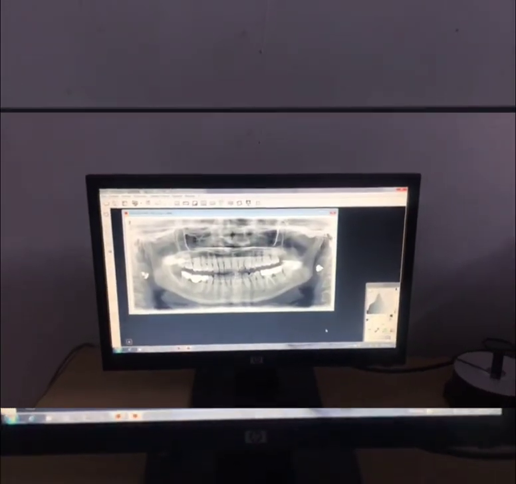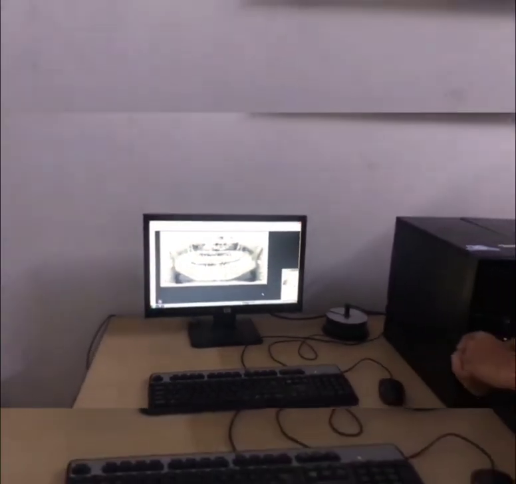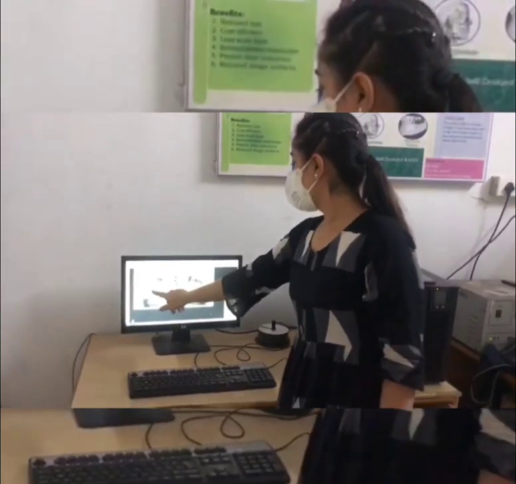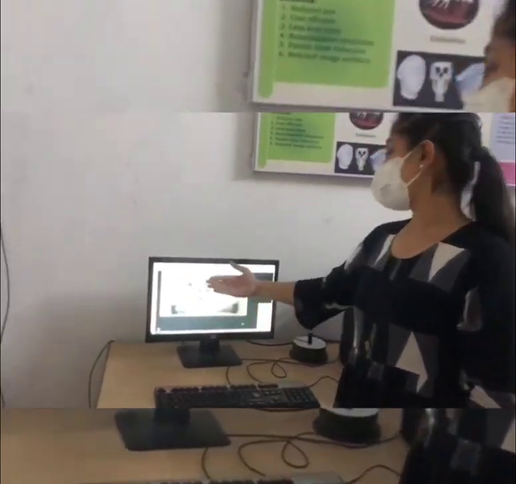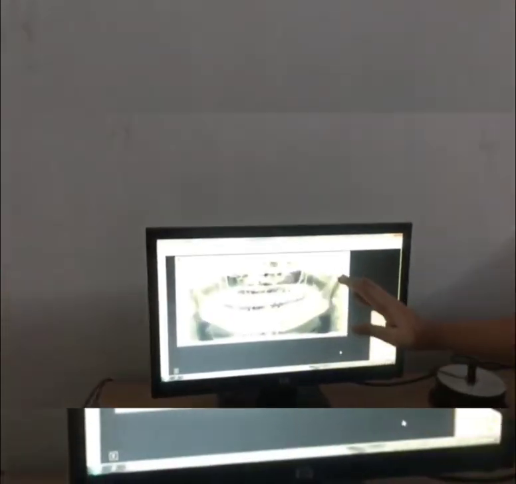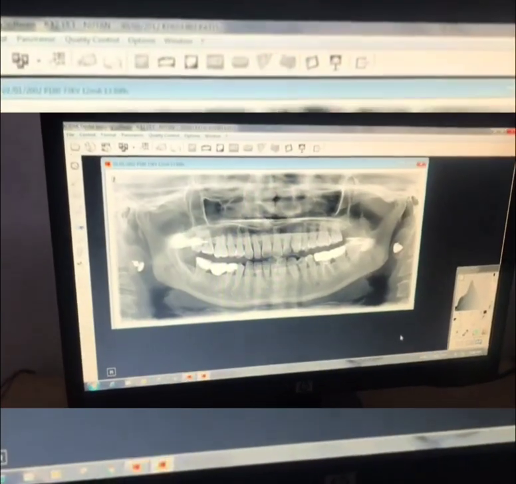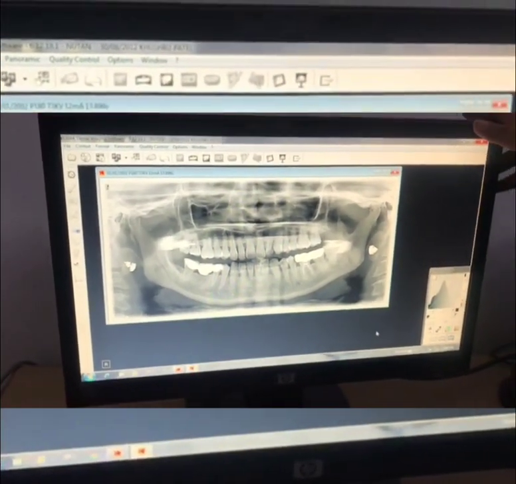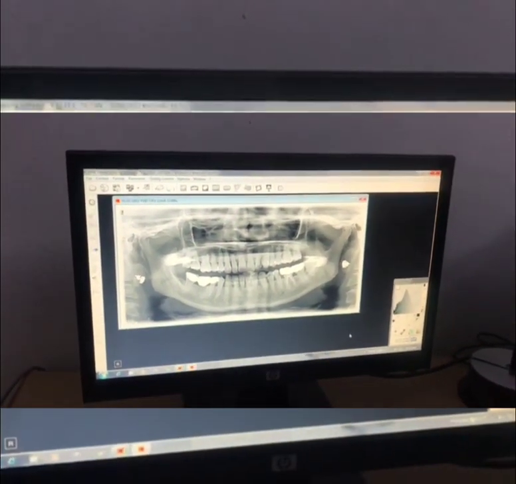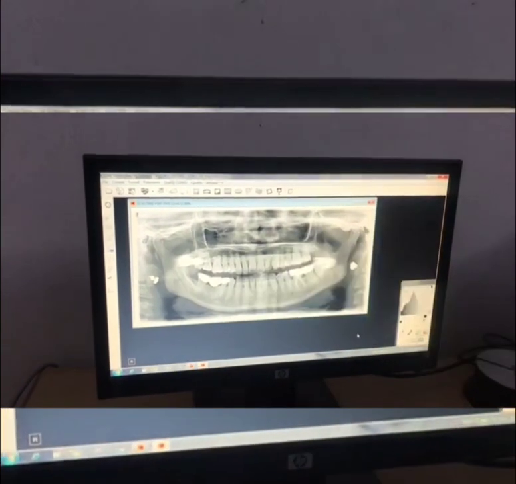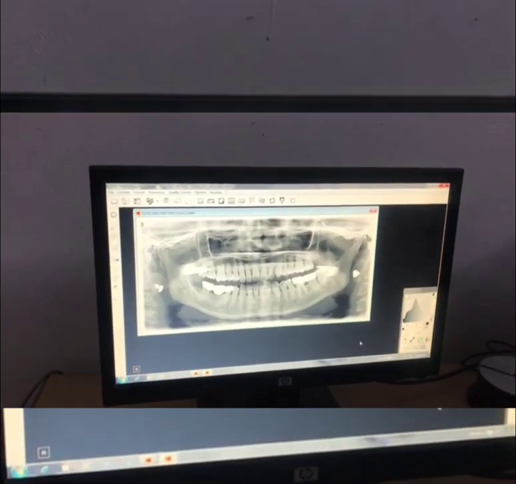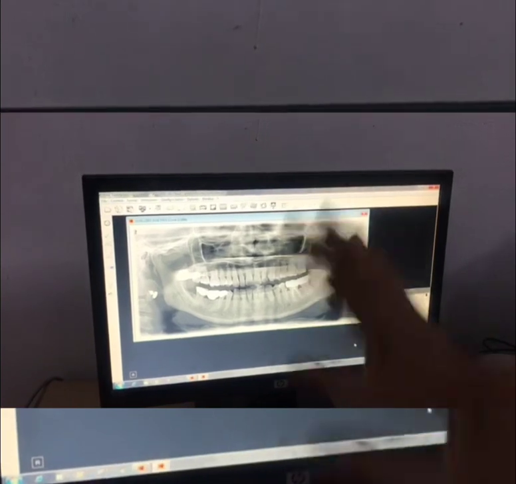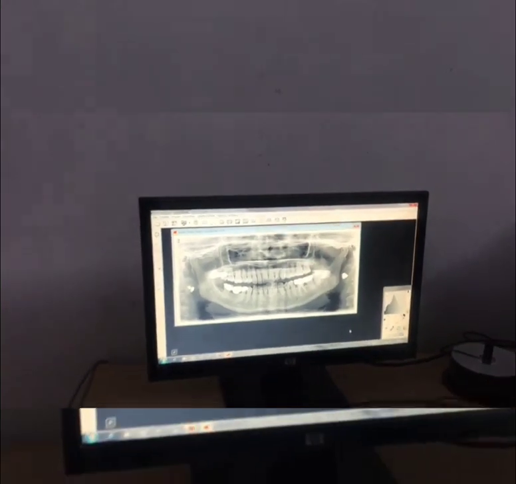So here you could see the final image of the patient. That gives you the whole idea of the dentition, the maxillary as well as the mandibular. Here you could see the TMJ also. So if the patient is complaining of TMJ pain, then you can go for OPG also. You could even evaluate the impacted molars if the patient is having that. So this is what OPG is required for.